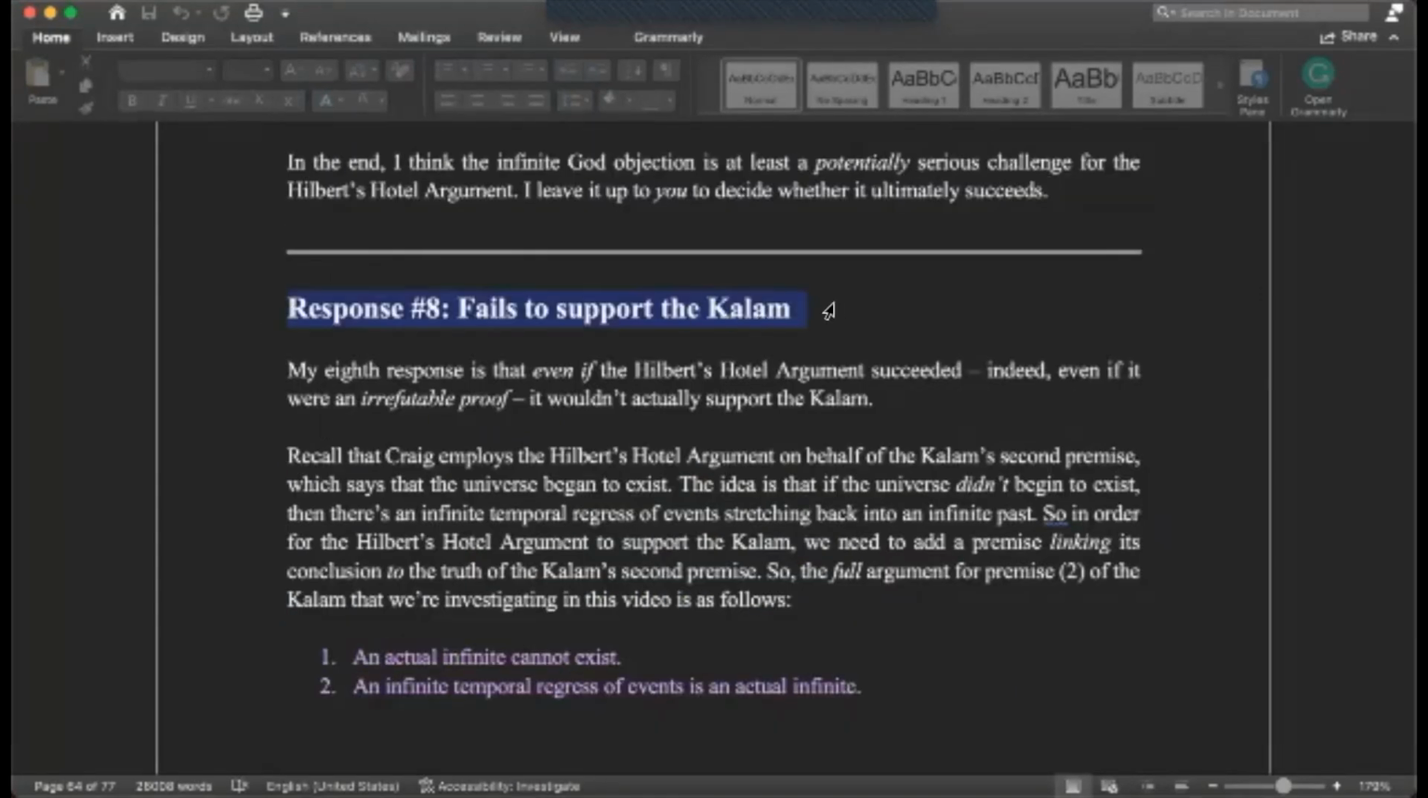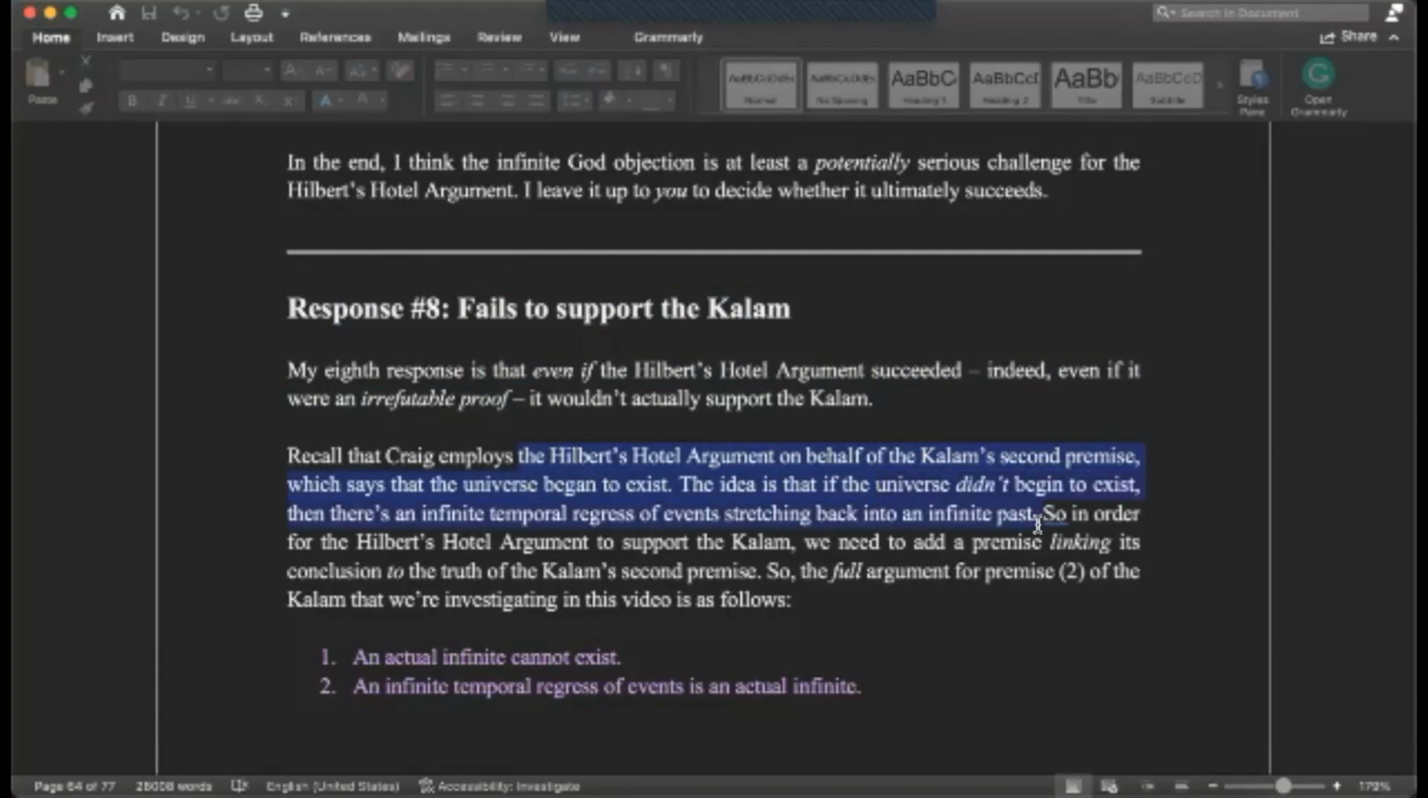So on to response number 8, and that is that the Hilbert-Totel argument actually fails to support the Kalam. Might sound surprising, but it really does fail to support the Kalam. So even if the Hilbert-Totel argument succeeded, indeed, even if it were an irrefutable proof, it wouldn't actually support the Kalam. Recall that Craig employs the Hilbert-Totel argument on behalf of the Kalam's second premise, which says that the universe began to exist. The idea is that the universe didn't begin to exist, that there's an infinite temporal regress of events stretching back into an infinite past.